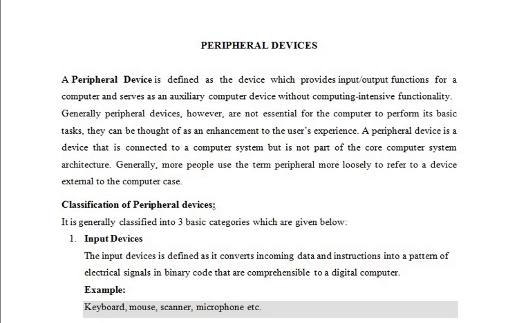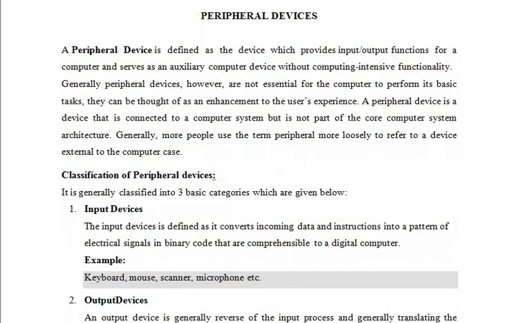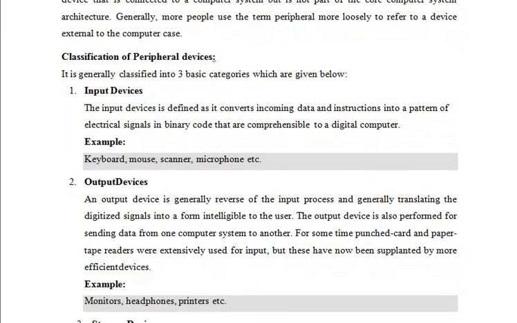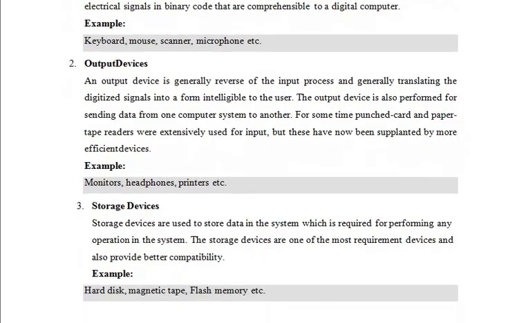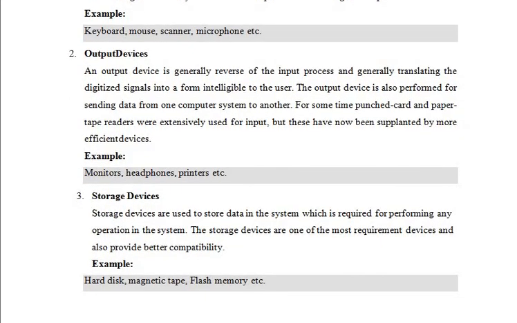Input devices, you already know, that is keyboard, mouse. These things all come under input devices. Output devices: printers, speaker, these are all output devices. Then storage devices are pen drive, hard disk, magnetic tape. These things all come under the storage devices.